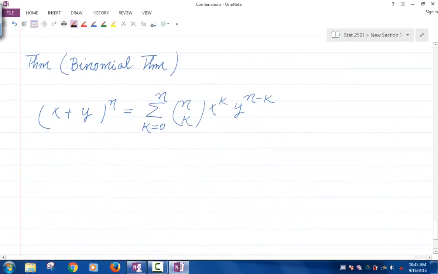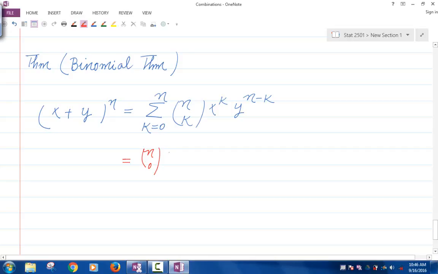Binomial theorem. This is exactly why n choose k is called the binomial coefficient, because x plus y to the power n is the same as the summation, k going from 0 to n, of n choose k, x to the k, y to the n minus k. Now if I write it in expanded form, what is that sum? That sum would be n choose 0. By the way, what is n choose 0? Well, by convention, n choose 0 will be 1.